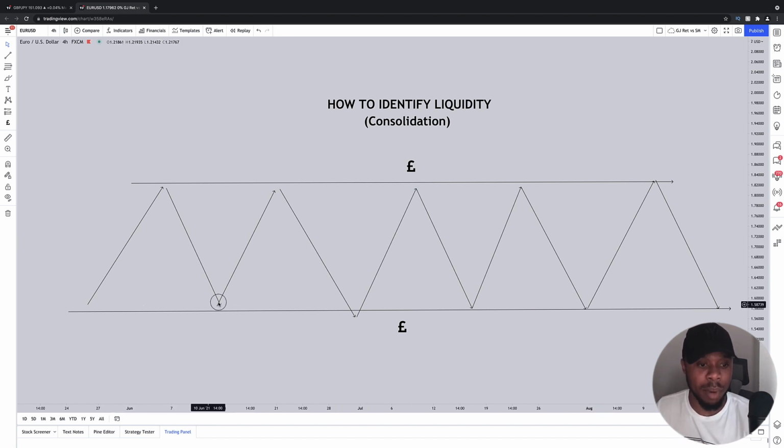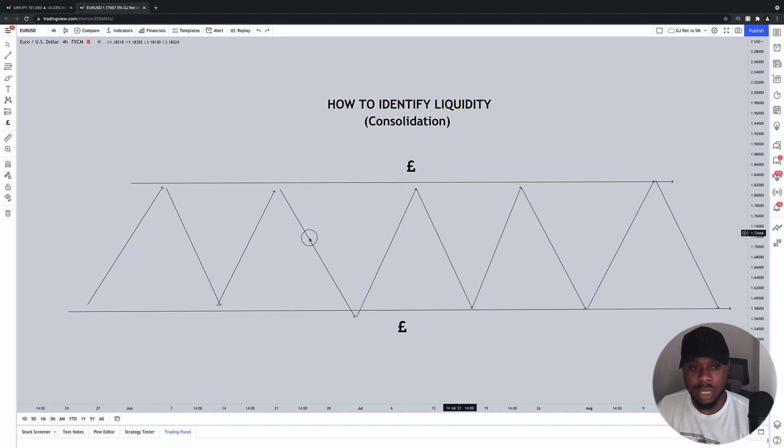Traders are looking to buy from the lows and sell from the high of the range. Once again, once people are buying from the low, their stop loss is going to be beneath here. When people are selling from the high, their stop loss is going to be above this high. So in other words, there's going to be money on both sides of the market constantly.